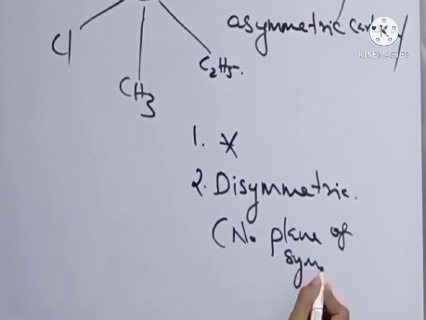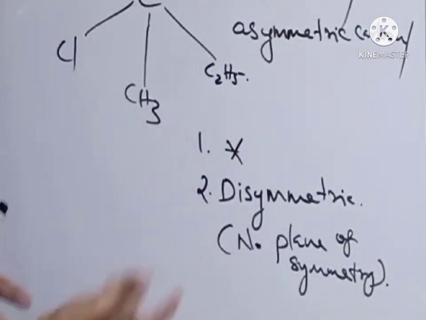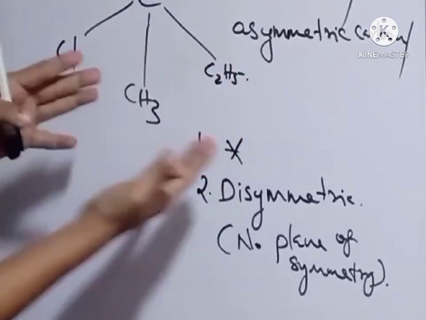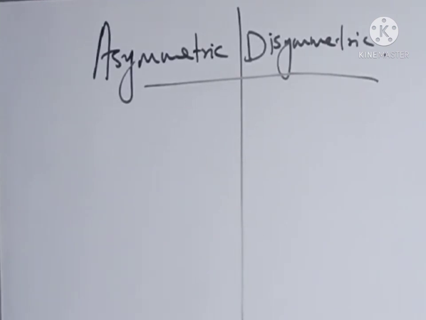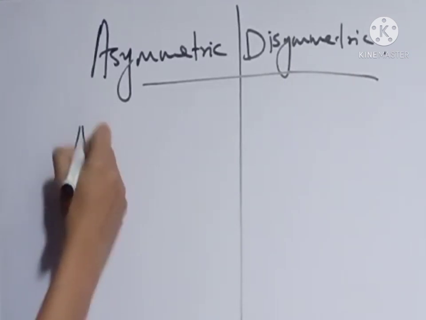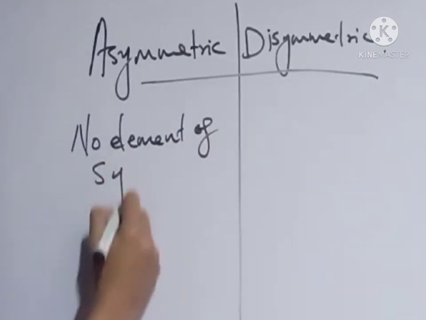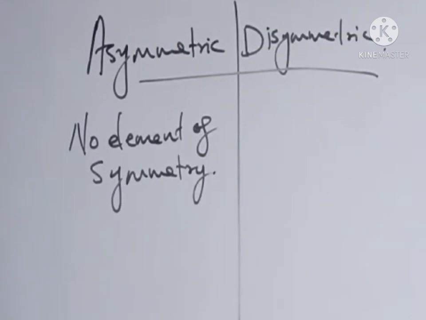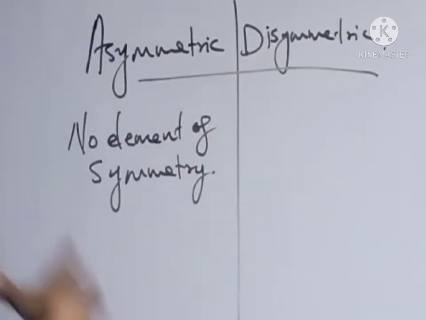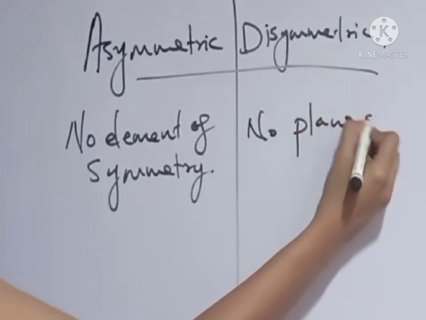Now, obviously, a question will arise here, that is, what is the difference between asymmetry and dissymmetry? If a molecule does not possess any element of symmetry, then that molecule is known as asymmetric. That is, no element of symmetry. While dissymmetric means a molecule does not possess a plane of symmetry. There is no plane of symmetry.